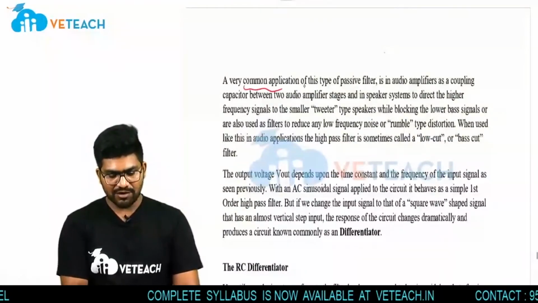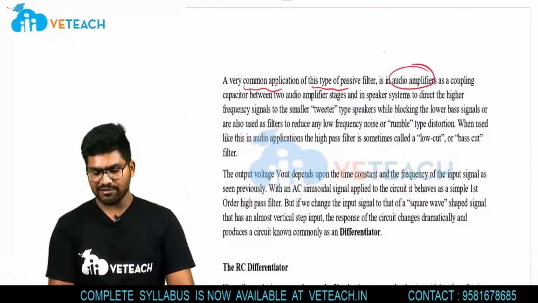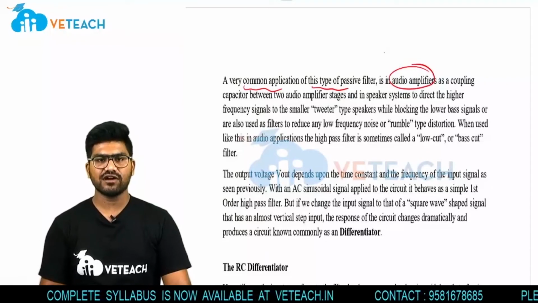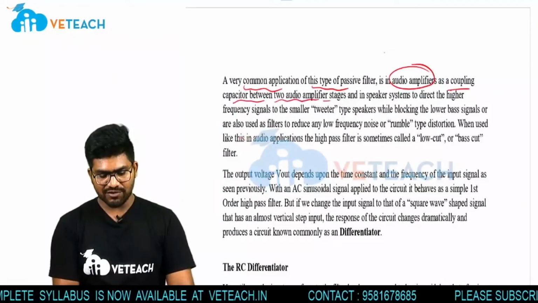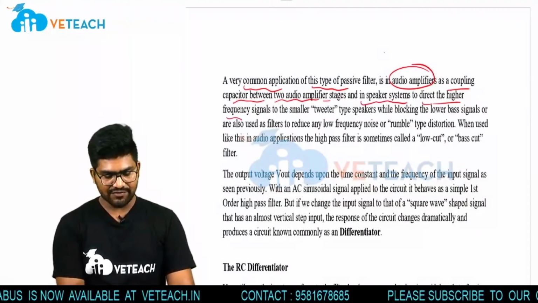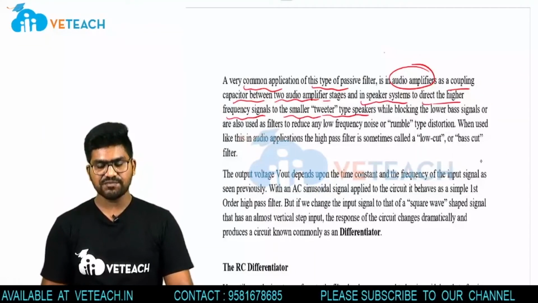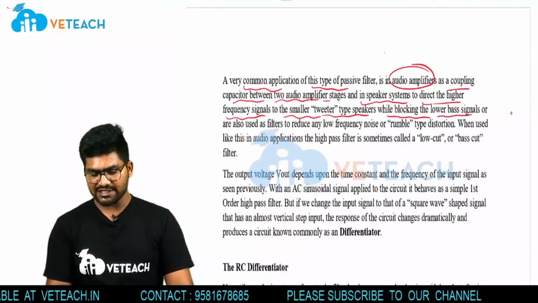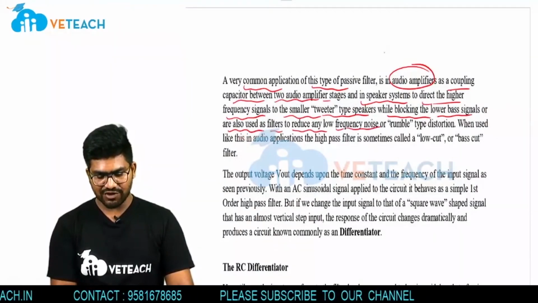A very common application of this type of high pass filter is in audio amplifiers. We use the high pass filter in audio amplifiers as a coupling capacitor between two amplifier stages, and in speaker systems to direct the higher frequency signal to the smaller tweeter speakers, while blocking the lower bass signals. They are also used as filters to reduce any low frequency noises.